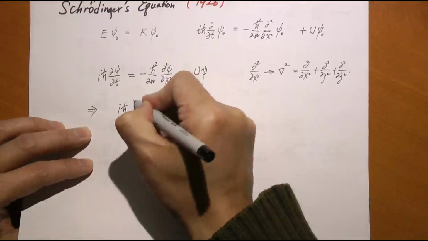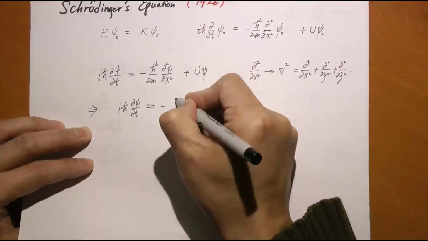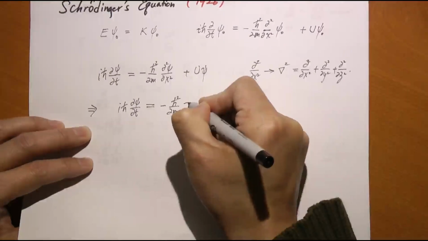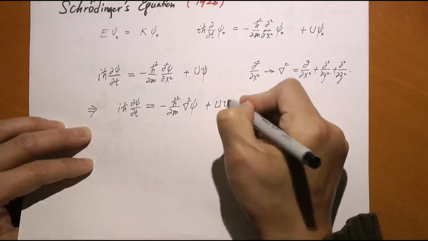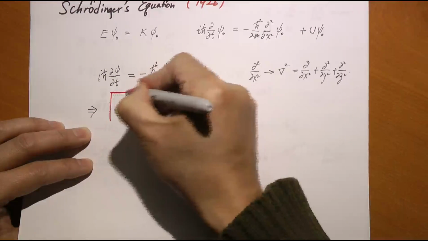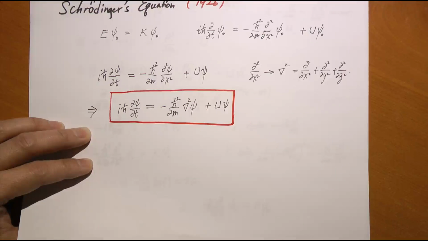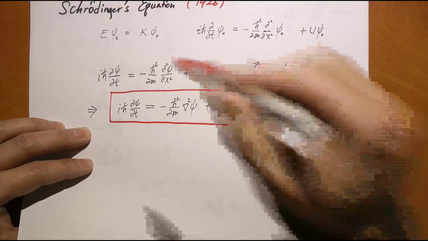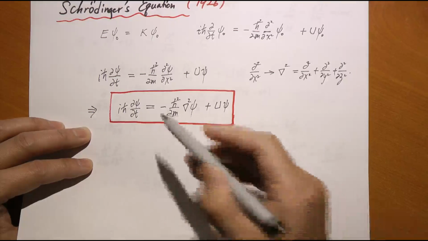i h bar partial psi partial t equals the first term, which is now the kinetic energy term, gradient squared acting on psi, plus U psi. U again can be a function of r and t. This equation, which I guessed out of the free particle wave function, is called Schrödinger's equation. It was first proposed by the Austrian physicist Erwin Schrödinger in 1926. This equation is the equation we're going to use to find the wave function.